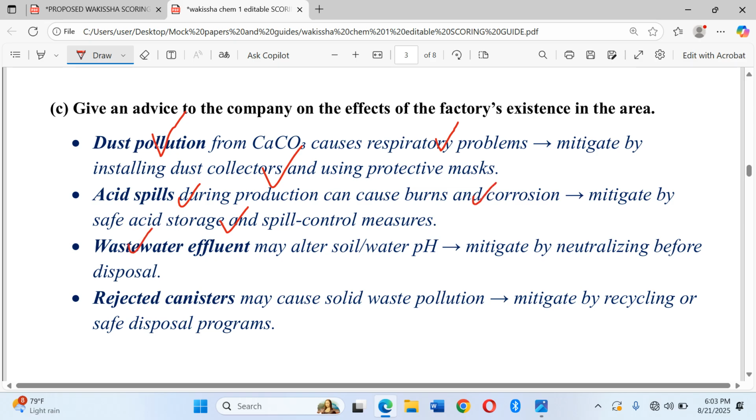Then another one, wastewater effluent, because wastewater effluent is that water which they have finished using, like the one they use for cleaning and then it is released. So this wastewater effluent may alter the water or soil pH, and this can be mitigated by neutralizing it before disposal. Then there are rejected canisters, which may cause solid waste pollution, and this can be mitigated by recycling. So you can find out which one is good, the one you can easily understand very well, and you are able to get your 3 scores by just giving out only 1 point.